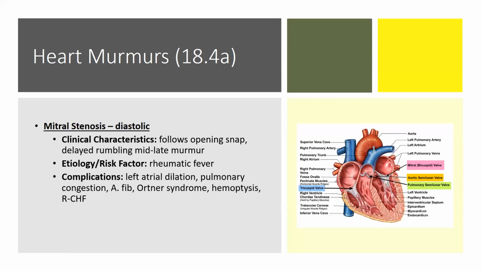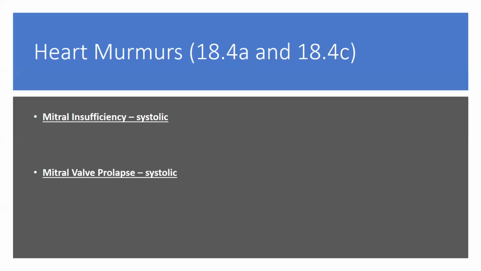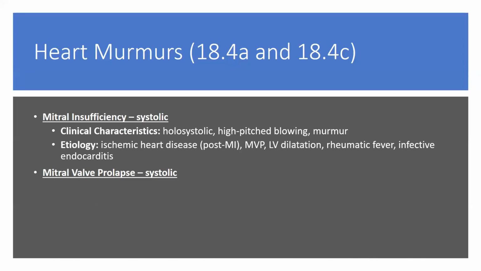And complications: left atrial dilation, pulmonary congestion, AFib being a big one, Ortner syndrome, hemoptysis, or right CHF. I see AFib or right CHF being tested on more. And pathogenesis is really left atrial pressure being greater than ventricular pressure. Heart murmurs, mitral insufficiency, it's a systolic murmur. Really ischemic heart disease post-heart attack. Mitral valve prolapse, rheumatic fever, and infective endocarditis are also on here.